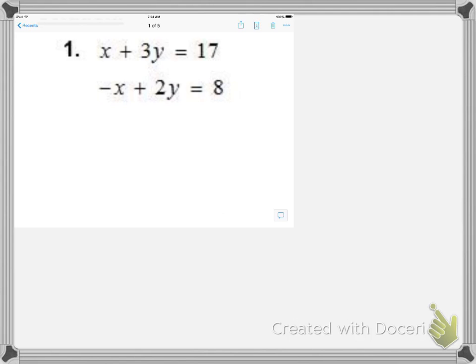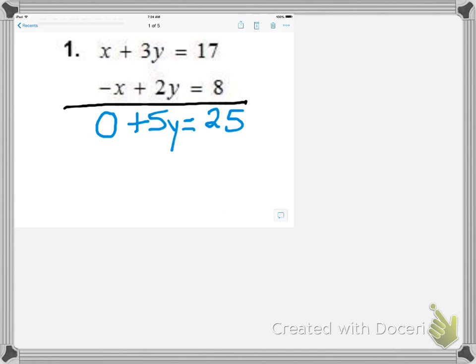So looking at number one, they have them in standard form. And then I'm going to start from left to right looking at my x's. I've got one positive x and a negative x. So I know that when I combine them, that's going to give me 0. So I'm going to start with my x's. So x minus x is 0. Again, you're combining like terms. Plus 3y plus 2y is a plus 5y. And then 17 plus 8 is 25.